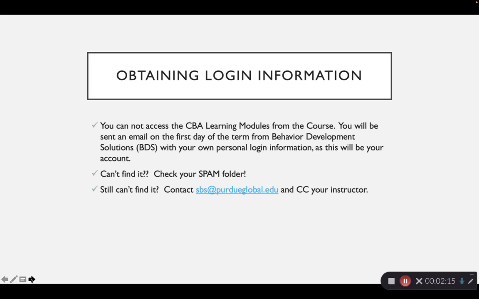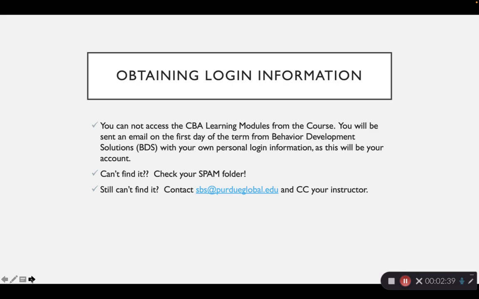If you are having difficulty locating the email from Behavior Development Solutions in your inbox, please make sure that you check your spam folder. It is common for that particular email to go into the spam folder because your inbox doesn't recognize it as something that you want to have. So please make sure, before you reach out to say that you haven't gotten access, that you're checking all of the possibilities of where that email could have landed.